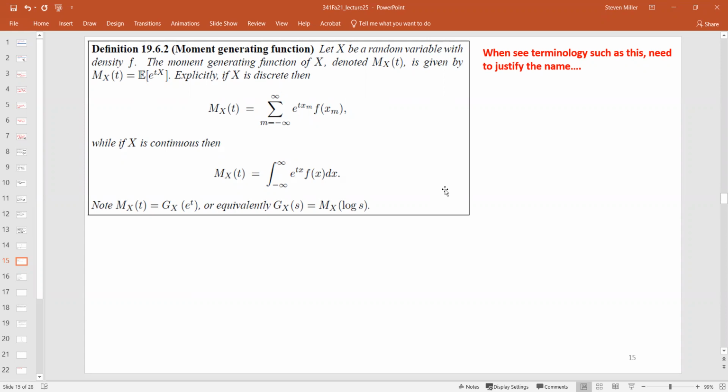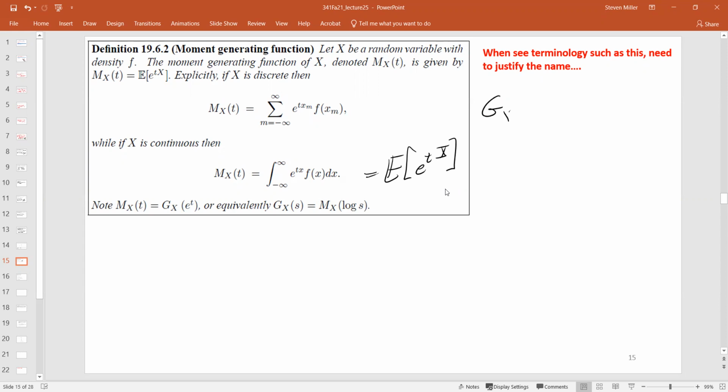So X is a random variable with density f. Its moment generating function is denoted m. So when we did generating functions, we denoted with a g. Moment generating function, we denoted with an m, is defined as the sum of e to the tx times f of xm, or the integral of e to the tx times f of x. So we can really view this as the expected value of what? e to the tx.